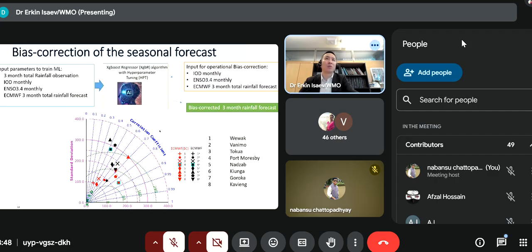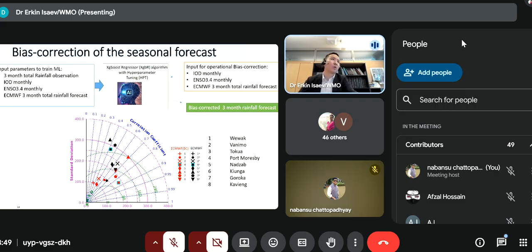That's why we try to do the bias correction of the 3 months rainfall forecast by using input parameters. As I mentioned before, we tried to use 7 algorithms, and we found this XGBoost regressor with hyperparameter tuning the best in terms of accuracy, and also in terms of the GPU needed to train and run, because there was another algorithm which needed more computational time.